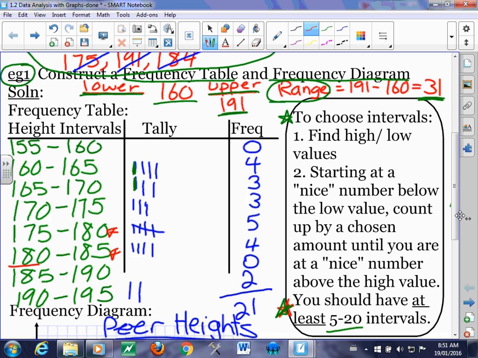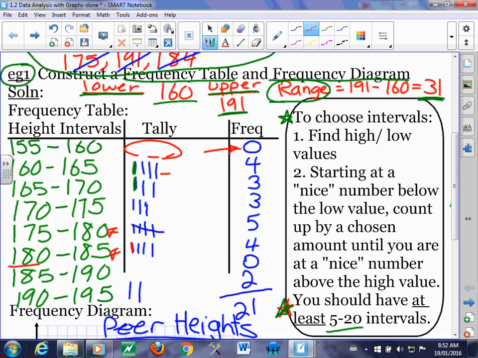So that 180 is going to be in here. Okay, so if there's one that's on the overlap, always bring it up to the highest interval. So you do that for all the numbers, ladies and gentlemen, and you complete your tally. Then when you're done, folks, all you do is count the numbers in your tally and make it your frequency.